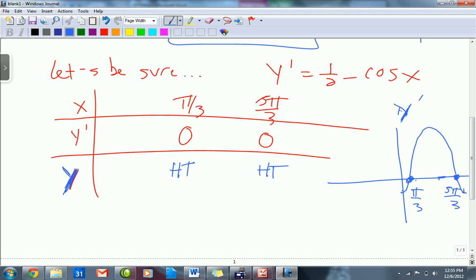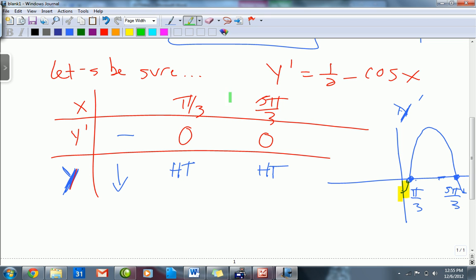So if I look to the left of pi over 3, here's an x interval. To the left of pi over 3, right here, my derivative is negative, right? How do I know negative? Because it's below the x-axis. Those are negative values. So to the left of pi over 3, my derivative is negative. What that means is on that same interval, the function will be decreasing. Remember, whenever the derivative is negative, the function will be decreasing. Negative slope, going down function. Okay?